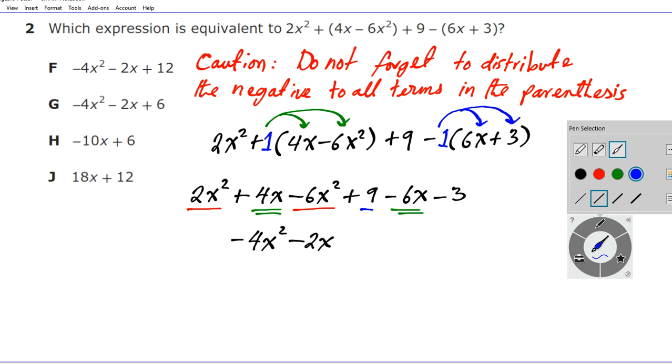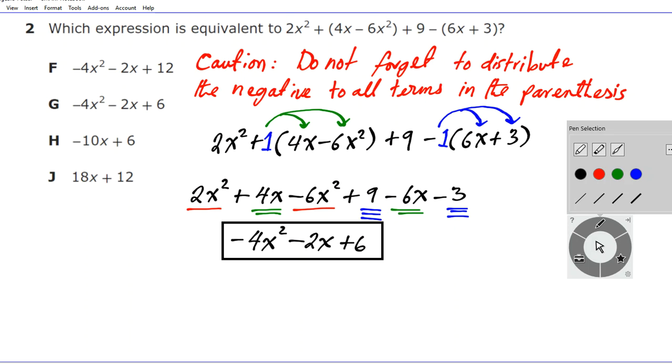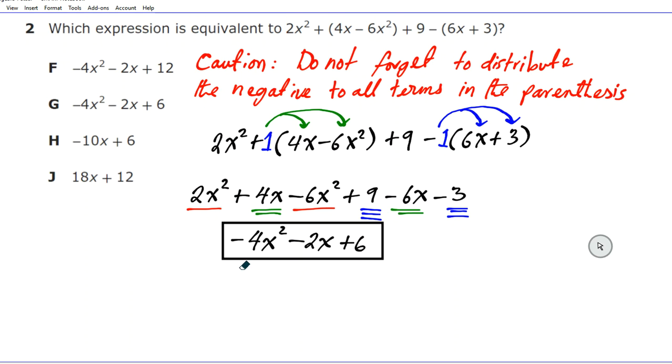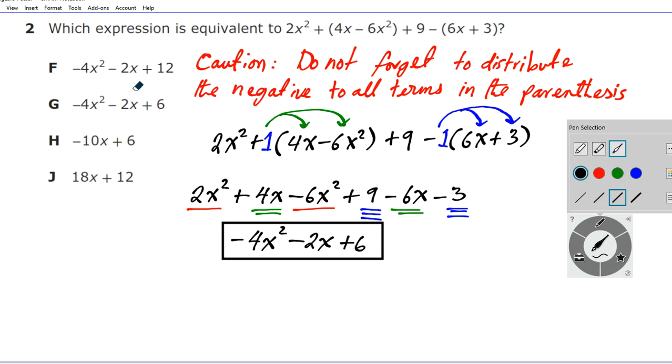Okay, so we're going to combine positive 9x with negative 3. Subtract and keep the sign of the bigger. We end up with positive 6 as our final result. Okay, so this expression here is equivalent to negative 4x squared minus 2x plus 6. So we can clearly see that our answer for this question is option letter G.